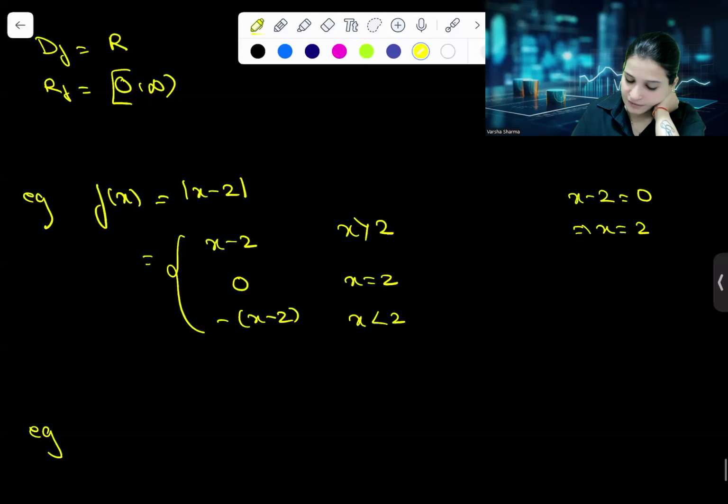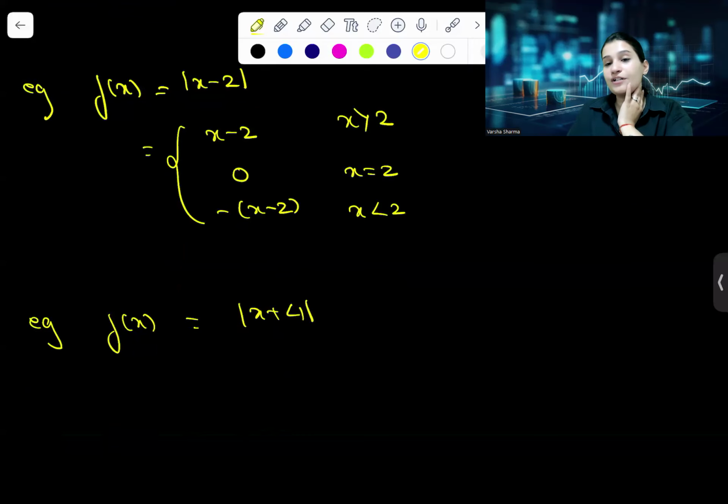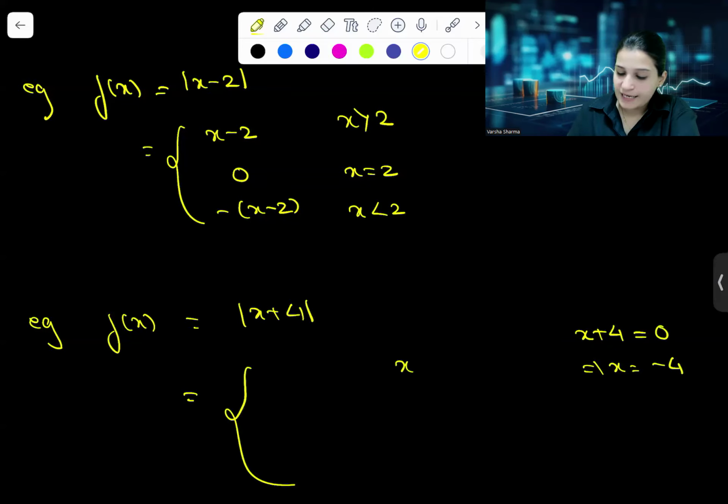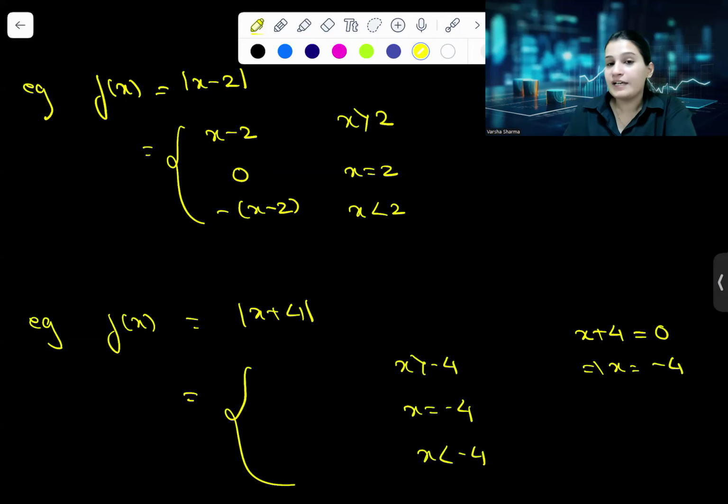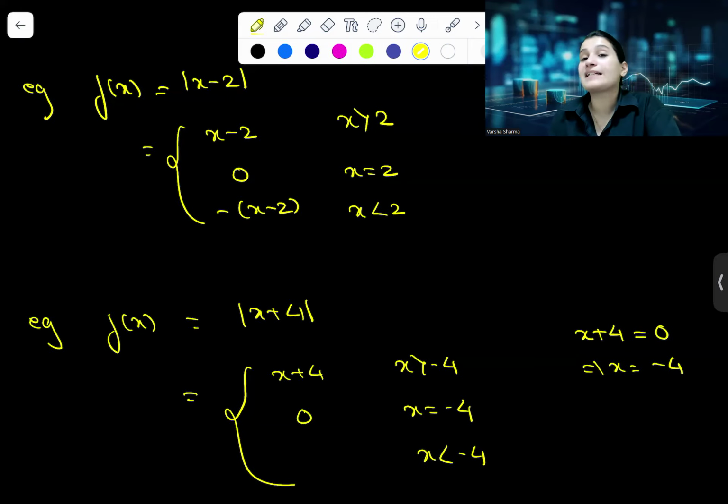If the function would have been mod x plus 4, first, what is the point of bifurcation? x will be minus 4. So minus 4 is the bifurcating point. So it will be x more than minus 4, x equal minus 4, x smaller than minus 4. If it is more than minus 4, positive remains as it is. For x equal to minus 4, 0. If it is smaller than minus 4, say minus 10, then I get a negative value, change the sign.